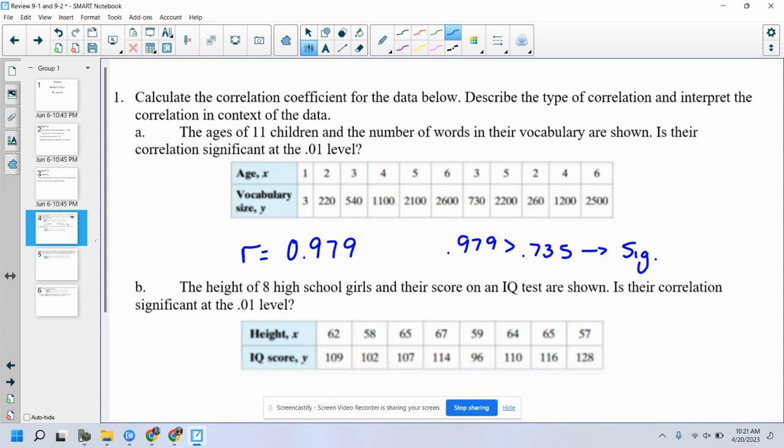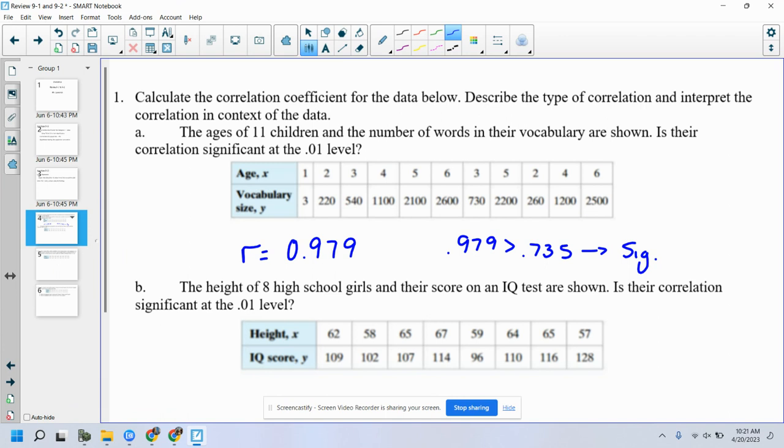The height of 8 high school girls and their IQ score on an IQ test are shown. Is there correlation? Ooh, that's usually loud. I think we're safe. For anybody that's watching at home, I just almost broke the TV. So why don't we do n-2 for table 11? Because I'm not talking about degrees of freedom for that. The only time we do the n-2 is when we're talking about degrees of freedom when we go into the T table. That makes sense?